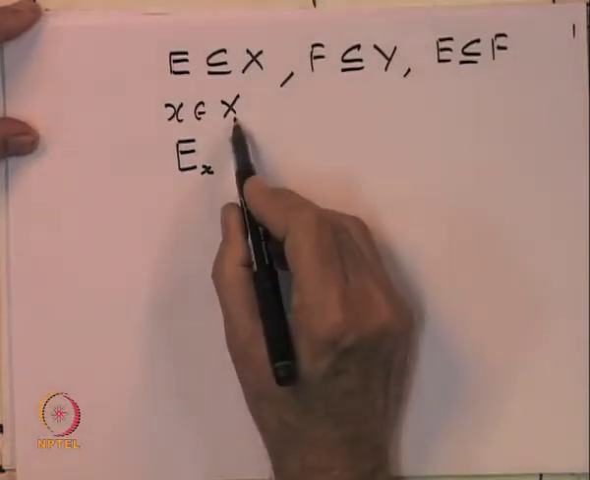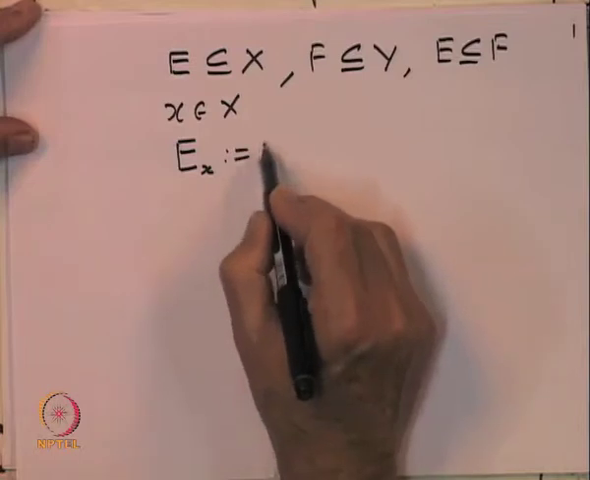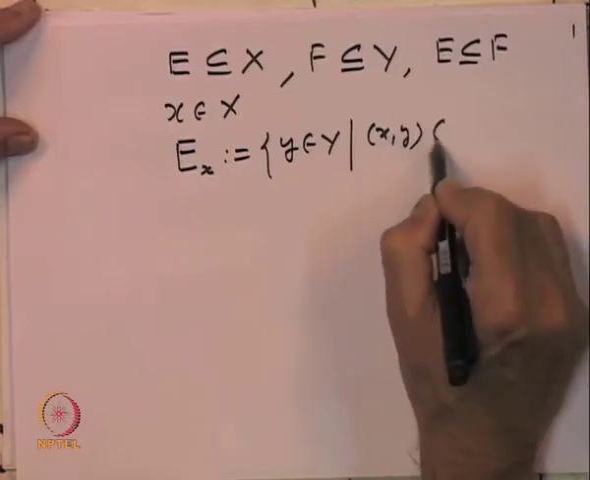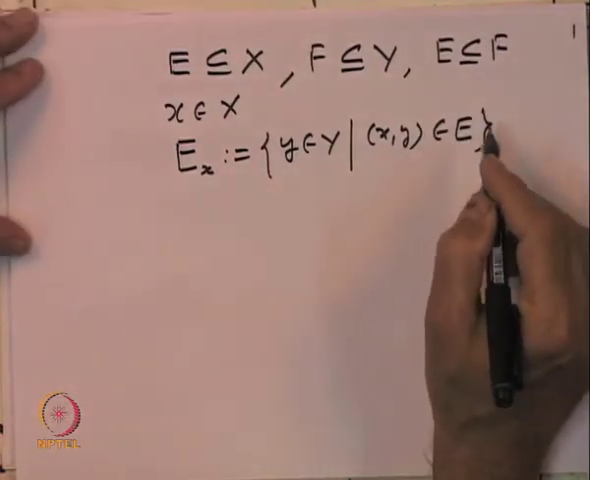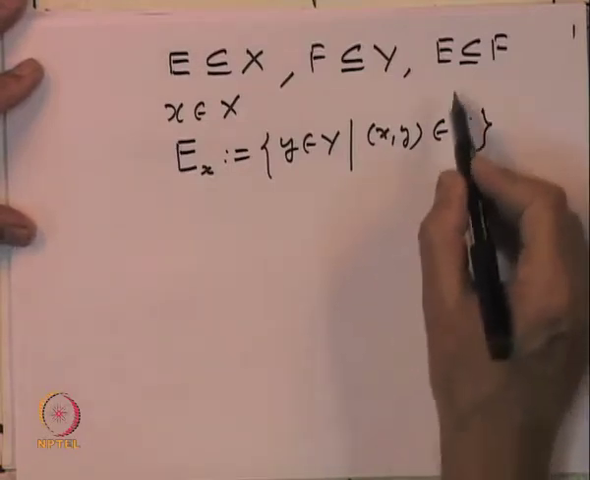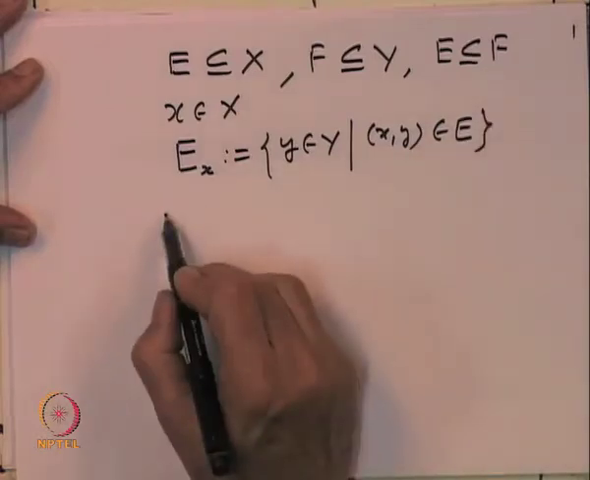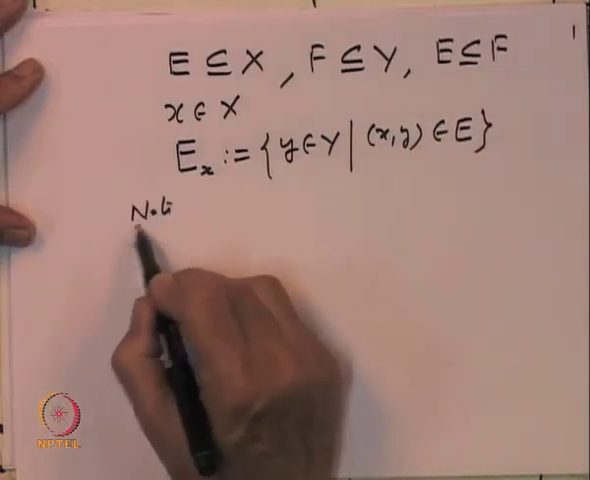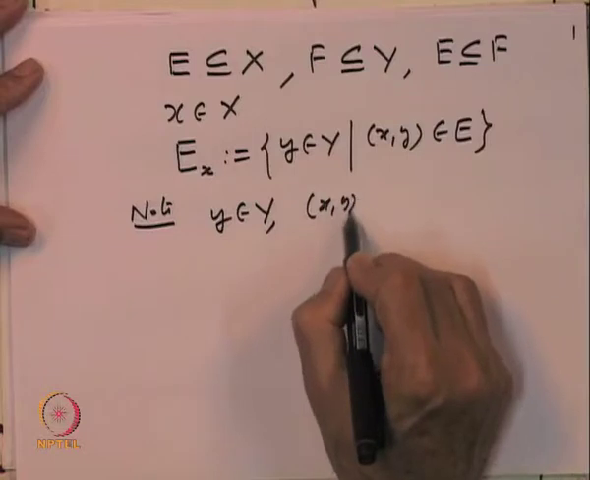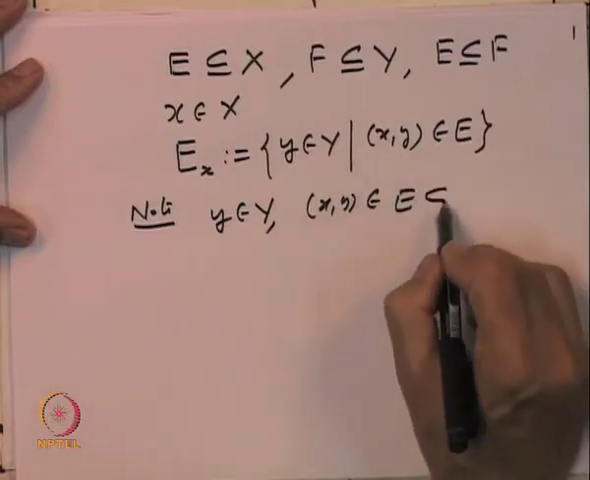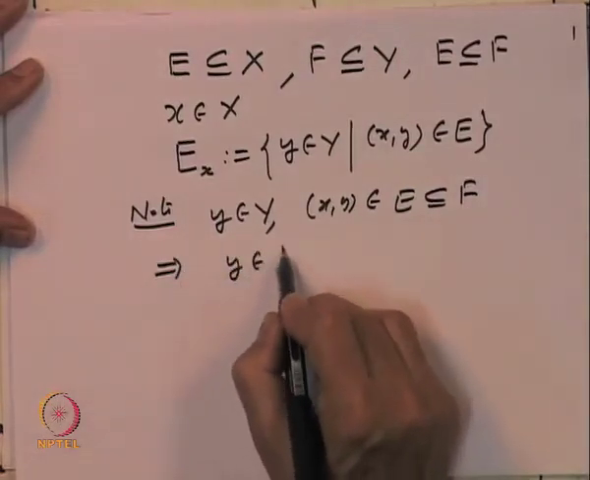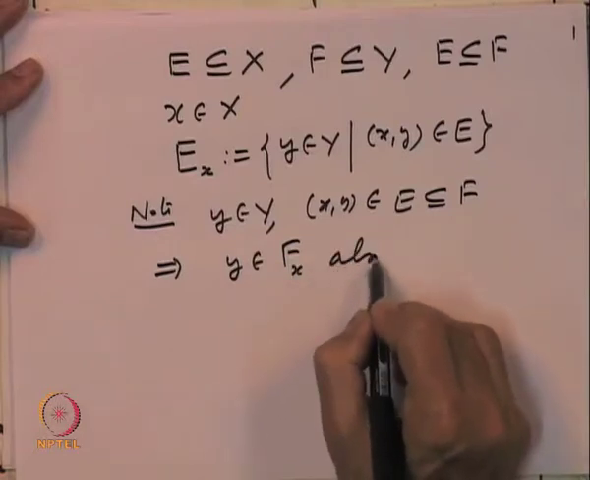So, for any point x in X, let us look at the section E lower x. By definition, that is all points y in Y such that (x, y) belongs to E. Now, note that for y belonging to E lower x, we have (x, y) belongs to E, and E is a subset of F. So (x, y) belongs to F. That implies that y belongs to F of x also.